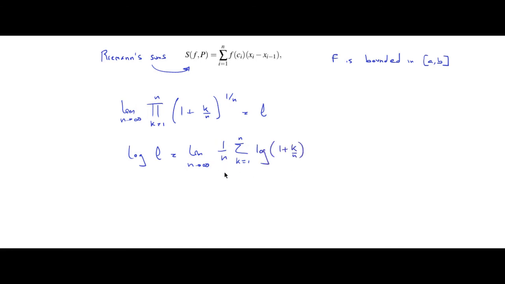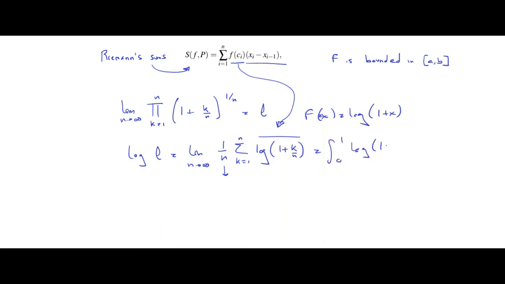And just like before, 1 over n is the width, and this is the value of the function f, which in this case is the logarithm of 1 plus x, at the right end of the interval. So the limit of this is going to be the integral between 0 and 1 of the logarithm of 1 plus x, dx.